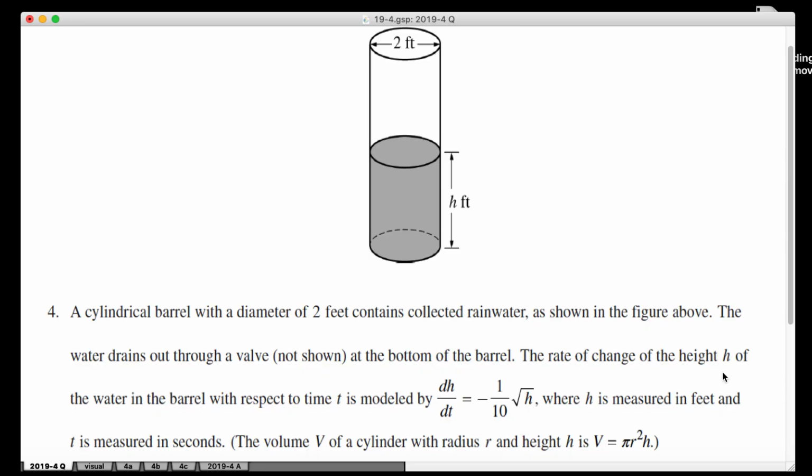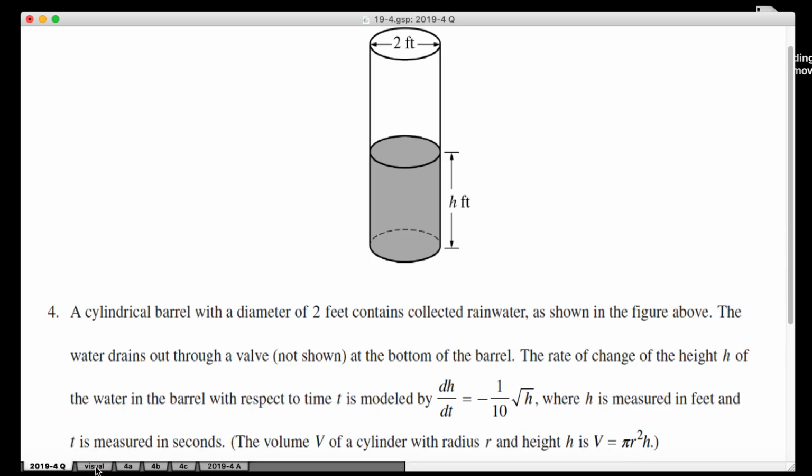The rate of change of the height of water in the barrel with respect to time is modeled by this function, dh/dt, where h is measured in feet and t is measured in seconds. The volume of the cylinder with radius r and height h is given by V equals pi r squared h.